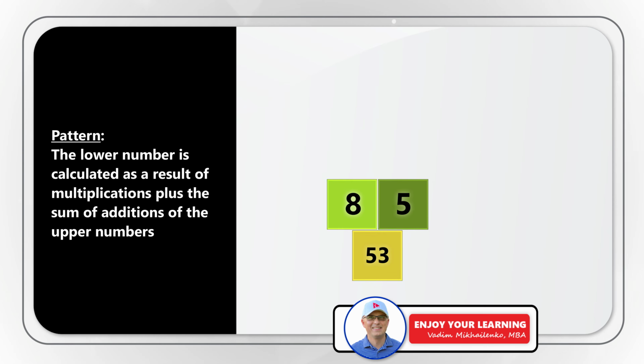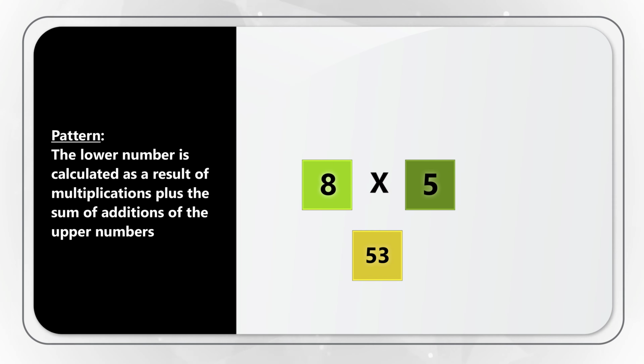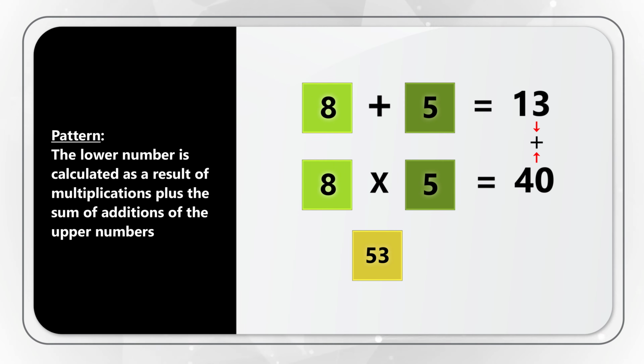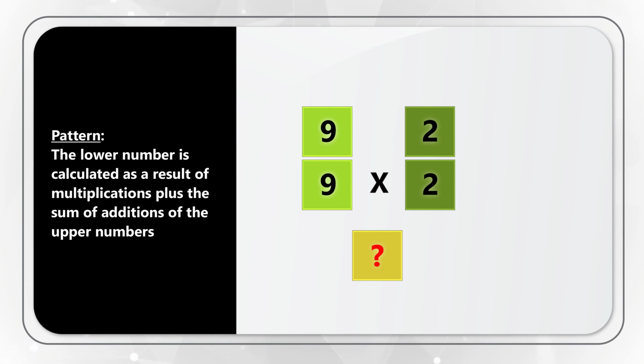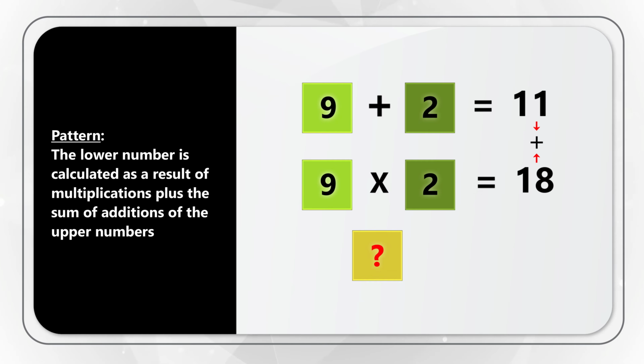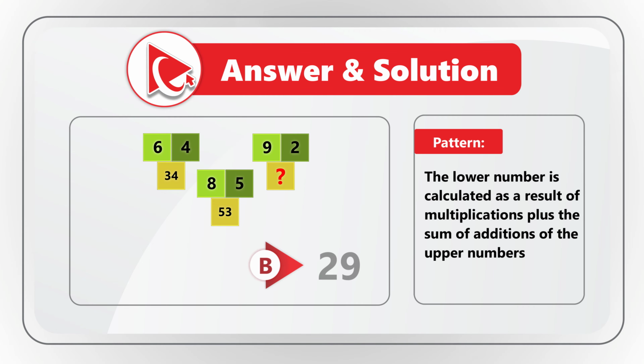The next set is calculated as 8 multiplied by 5 plus the sum of 8 and 5, which would equal 40 plus 13, which would be equal to 53. This allows us to do the calculations on the final set and find the missing number. 9 multiplied by 2 plus the sum of 9 and 2 equals 18 plus 11, and equals 29. So the correct answer here is choice B, 29.